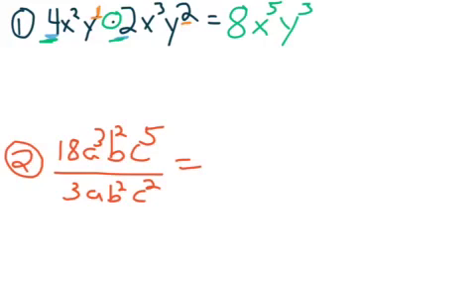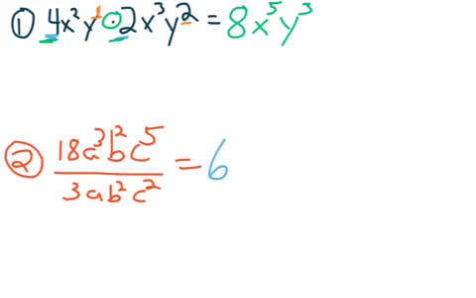Okay, so just like in the previous problem, you're going to take care of those big numbers out in front, the 18 and the 3, your coefficients. So you're going to, again, follow the rules of the operation of the problem. Well, this is a division problem, so I'm going to divide my big numbers. Okay, so 18 divided by 3 is 6.